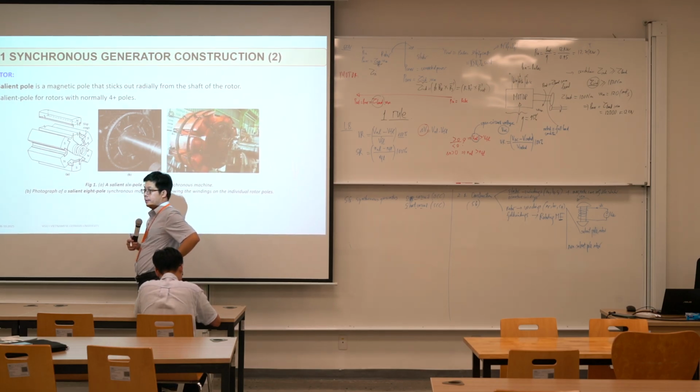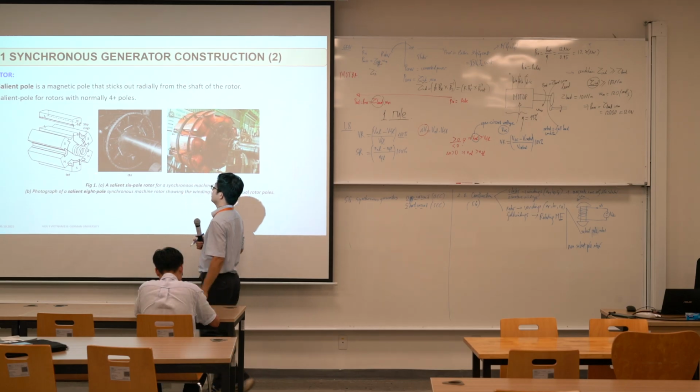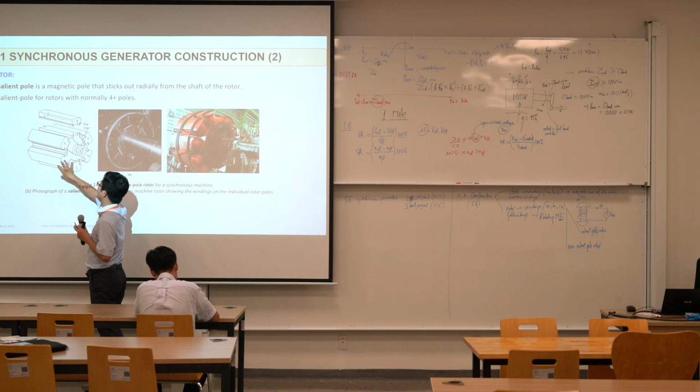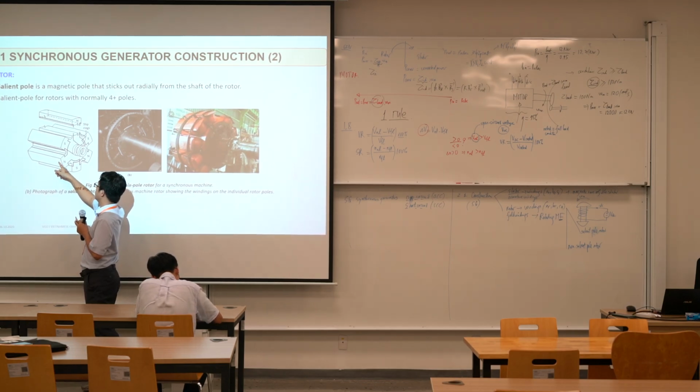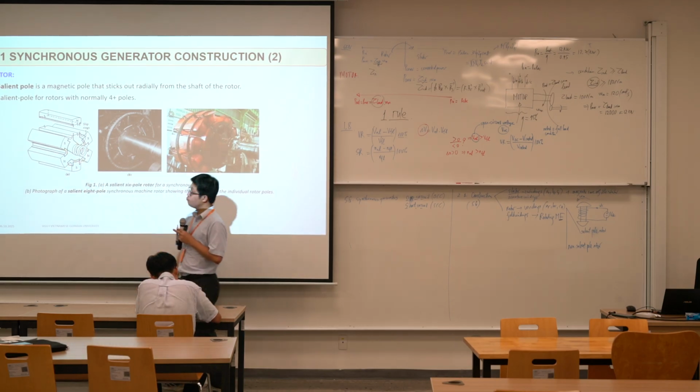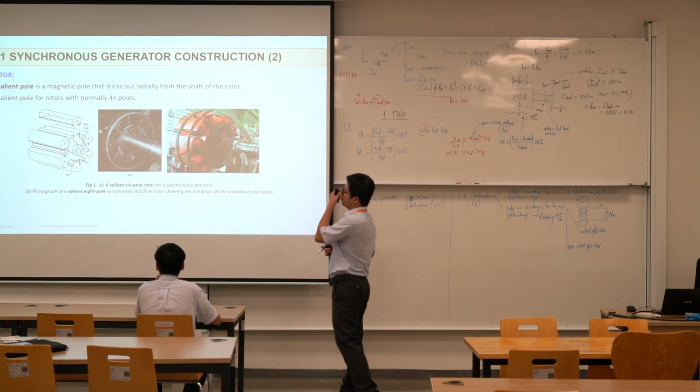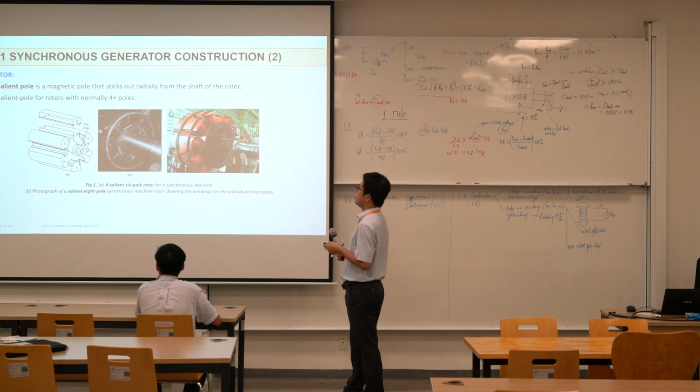Yeah. So we say salient because we can clearly see the shape of the poles. Okay, very good. You can count, right? You can count 1, 2, 3, 4, 5, 6. We say salient. Normally, we have 4 poles or 10 to 4 poles for the salient.